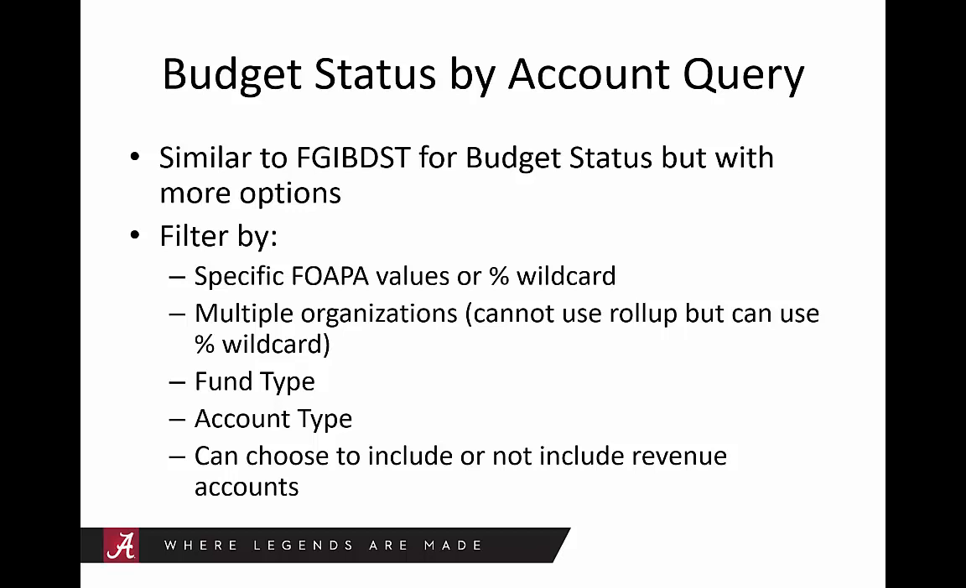Our second type of query is Budget Status by Account Query. This query is also similar to FGI BDST for budget status, but gives us more options. You can filter by float values or use the wildcard. For multiple organizations, you cannot use the roll-up orgs here, but you can use the % wildcard. You can also filter by fund type and or account type if you choose, and you can choose whether to include revenues or not in your query.